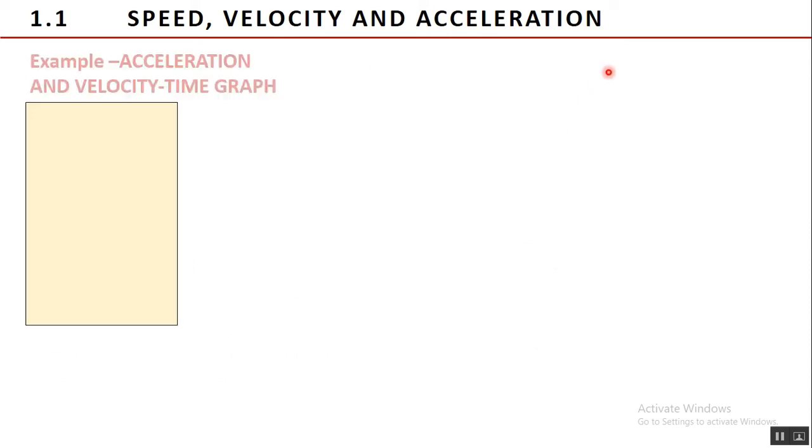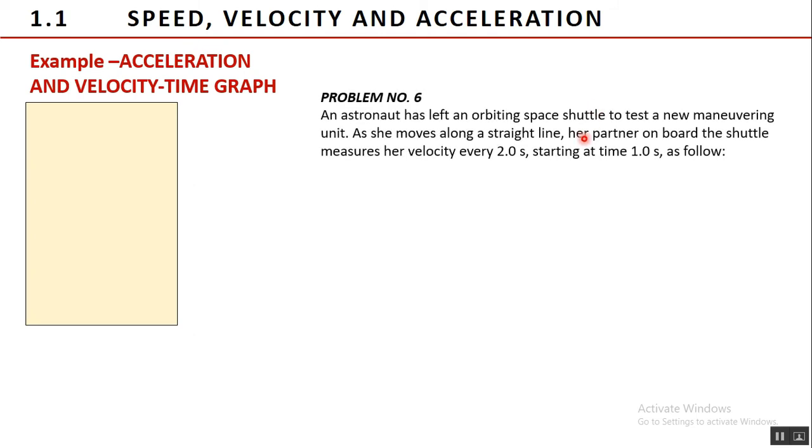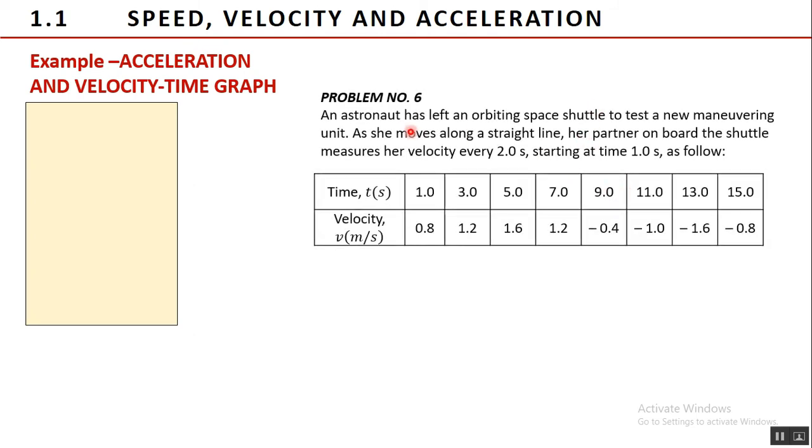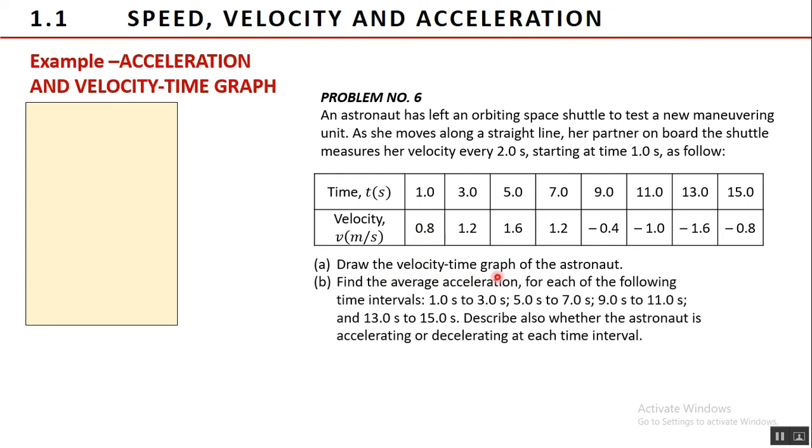Okay, we give another sample problem. Problem number 6. An astronaut has left an orbiting space shuttle to test a new maneuvering unit. As she moves along a straight line, her partner on board the shuttle measures her velocity every 2 seconds, starting at time 1 second, as follows. So here's the table. Letter A, draw the velocity time graph of the astronaut.